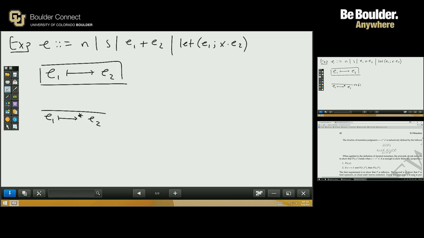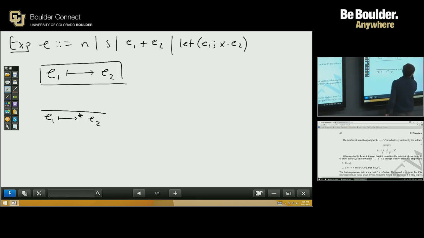Call this the reflexive rule. So if I have a program, I can say that it runs in 0 steps to itself. That's what star typically means, right? You're allowed to relate the thing to itself. Okay, that's the reflexive rule.